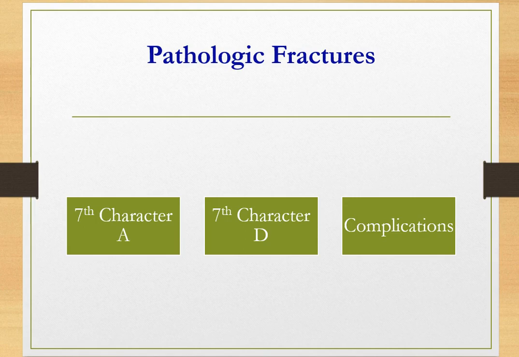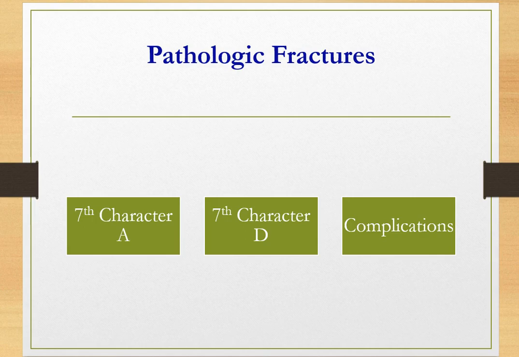And guys, you should be very clear on what a pathologic fracture is. It is a fracture that is caused by a disease process. Now, 7th character D is for those encounters after the patient has completed active treatment and is receiving routine care for the fracture during the healing or recovery phase.